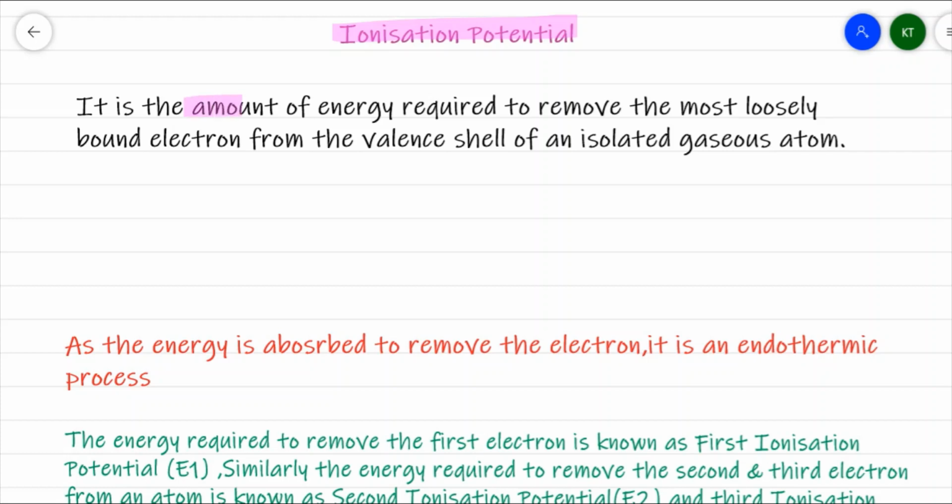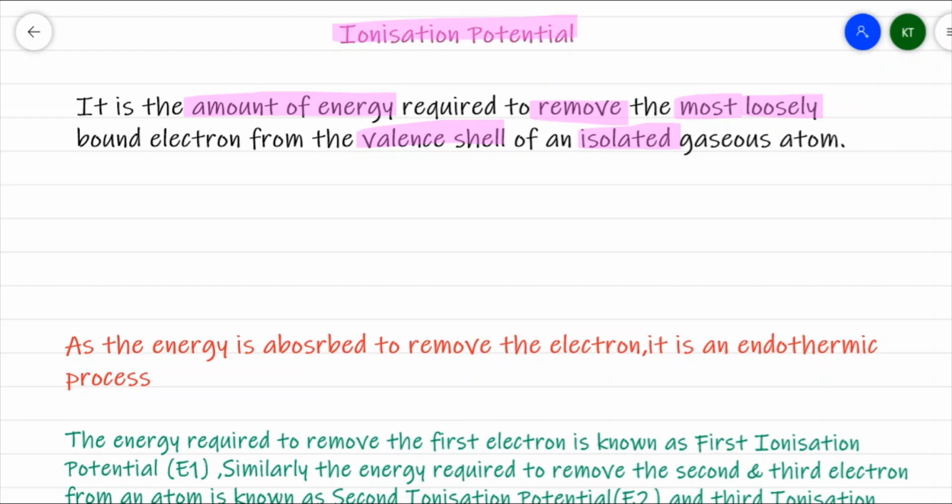So it's basically the amount of energy which is required to remove the most loosely bound electron from the valence shell of an isolated gaseous atom. Isolated means single. So it's the amount of energy required to remove the most loosely bound electron from the valence shell of an isolated gaseous atom.